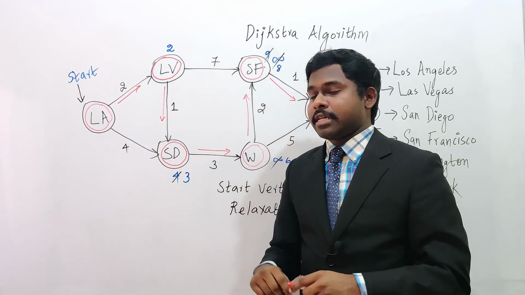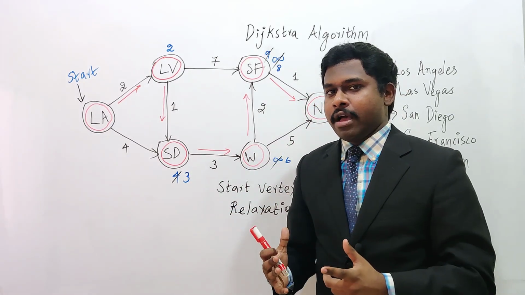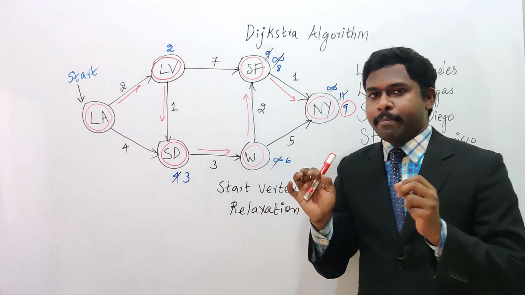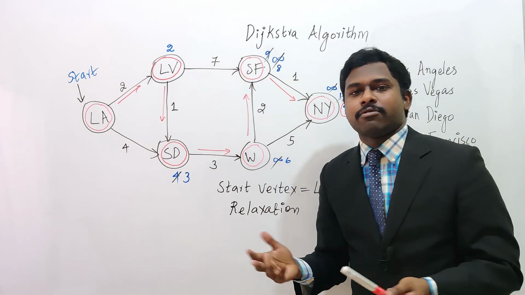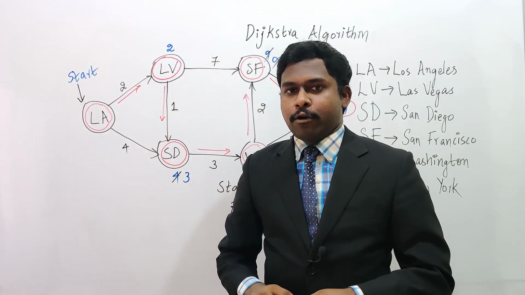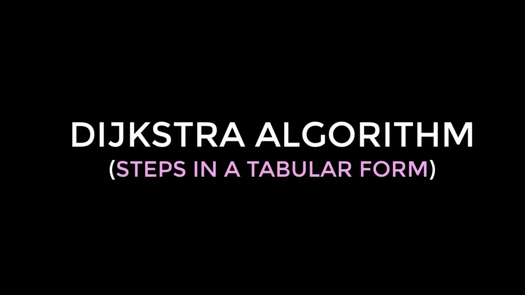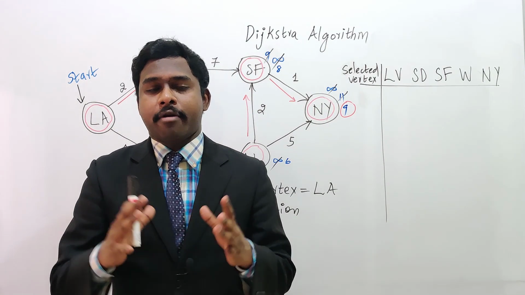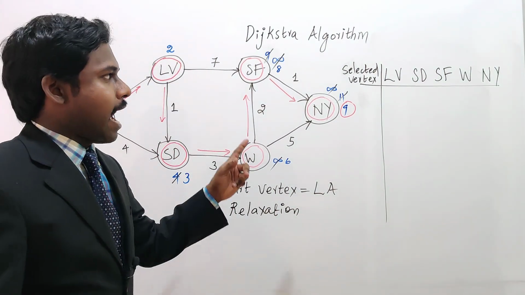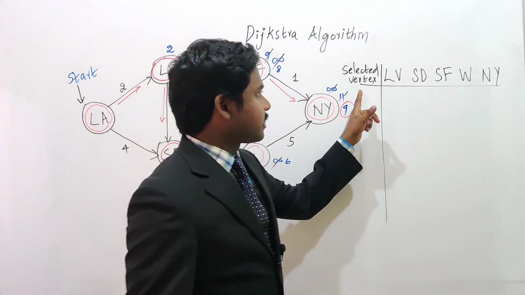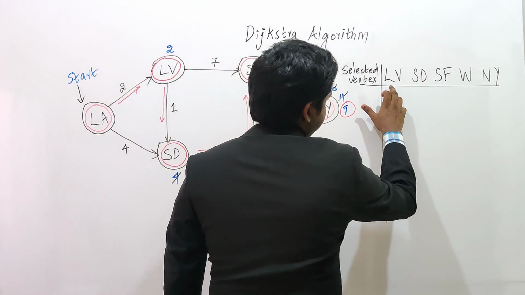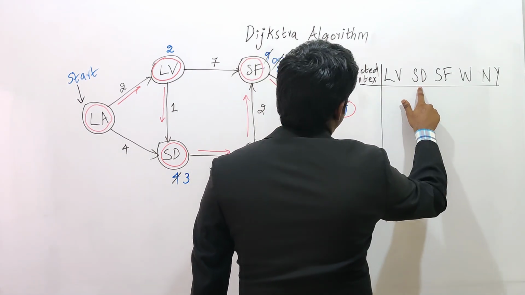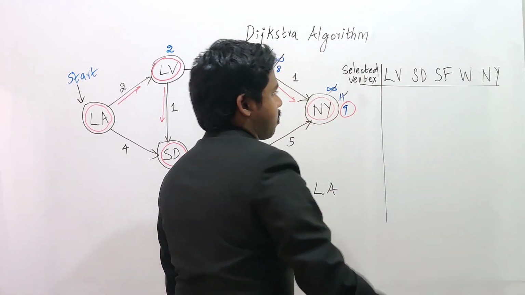Now we have to represent this in a format which is understandable so that I will be able to explain to you step by step what the steps are which I followed, so that I'm canceling all of these, right? What are the different steps which I followed? I'll explain that now. So to represent whatever I've done in a tabular format, I am using this table, okay? This contains the selected vertex and also the different places to visit, okay? This is Las Vegas, then this is San Diego, San Francisco, Washington, D.C., and New York City, okay?